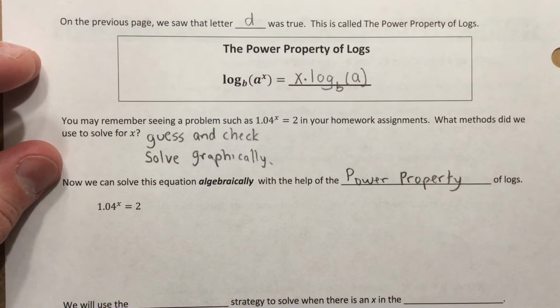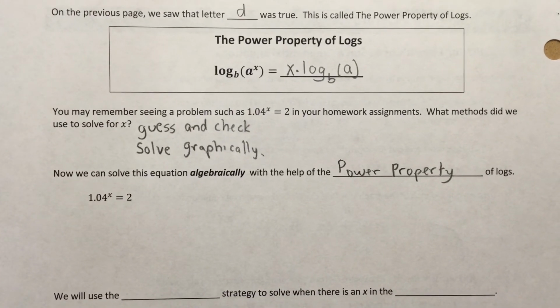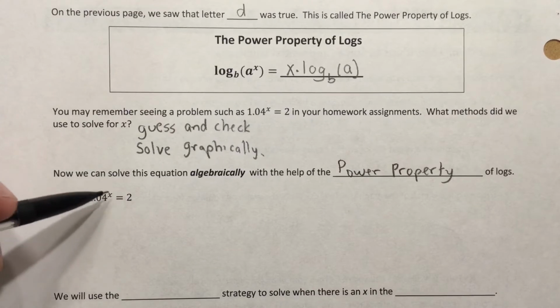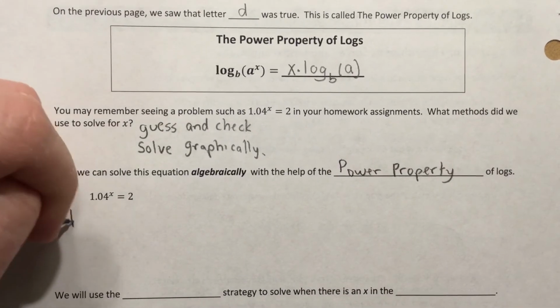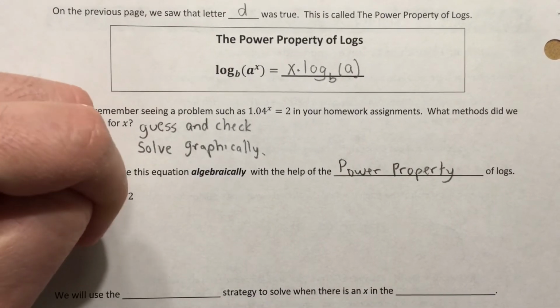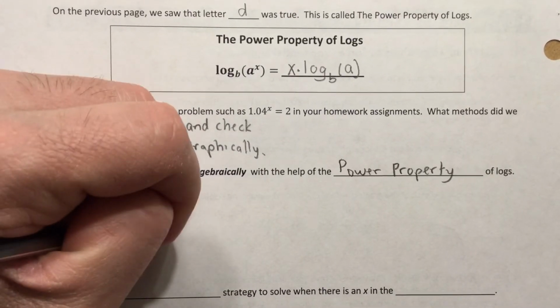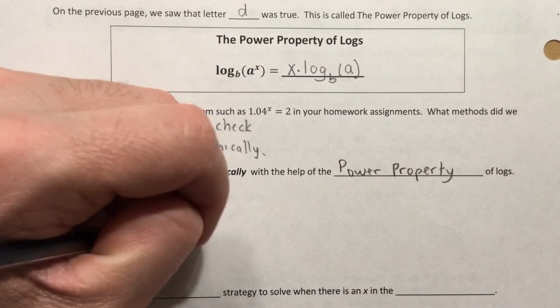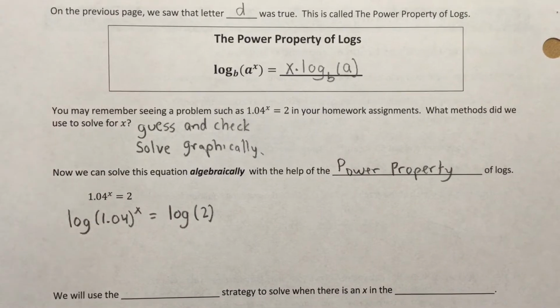And so we have 1.04 to the x equals 2. What I can now do is, once that base and the exponent are isolated, take the log of both sides. So the way you're going to undo an x in the exponent is to take the log of both sides, kind of like to undo a multiplication, you divide. To undo division, you multiply. To undo addition, you subtract. To undo a square, you square root. To undo an x in the exponent, we're going to take the log.